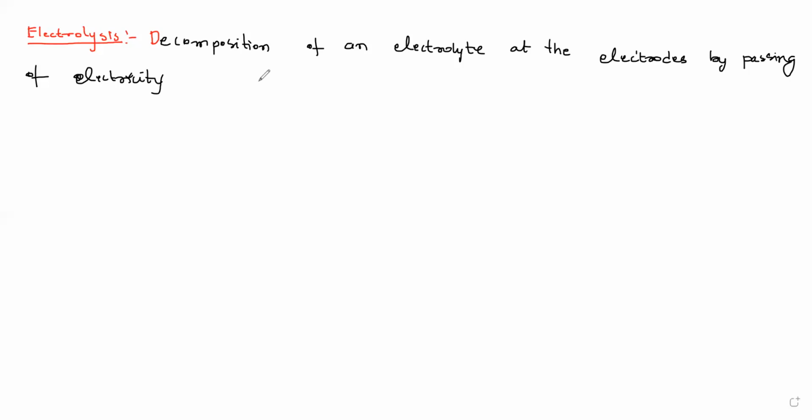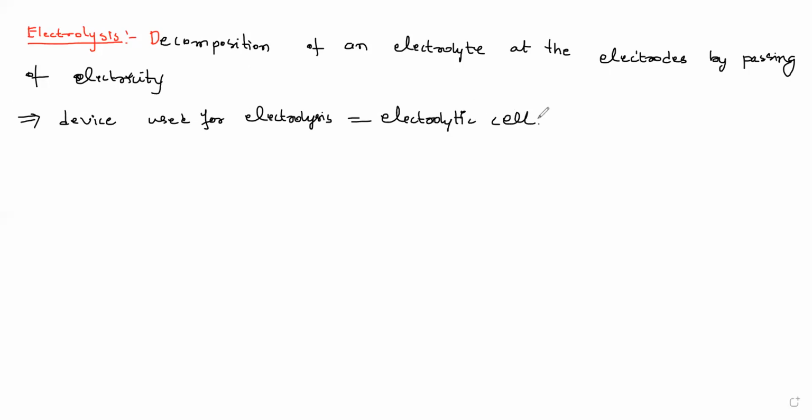This is known as electrolysis. Now, the device used for electrolysis, which device is used? The device used for electrolysis is known as an electrolytic cell. So we are taking what is meant by electrolytic cell.